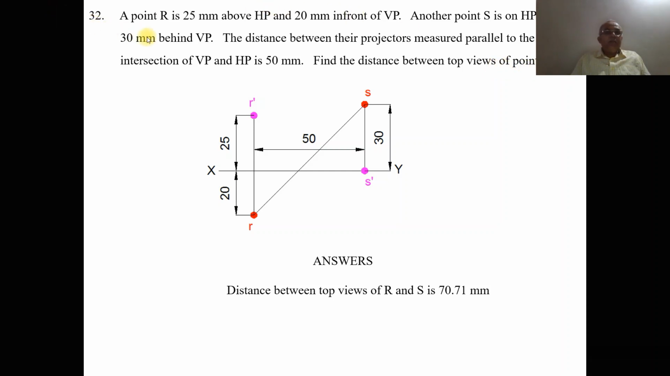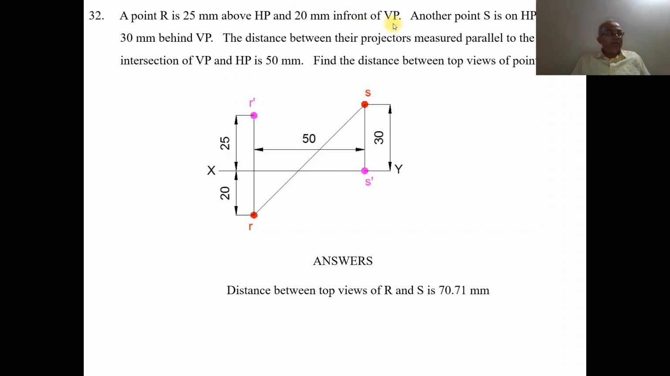So here, first we're going to discuss this. A point R is 25 mm above HP. Above HP always comes above the XY line. So first we're going to draw the XY line. From here we measure above HP by 25 mm and mark that point, because above HP is actually the front view. Since it is point capital R, obviously that point will be R dash.